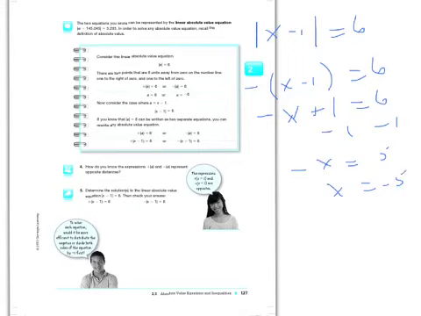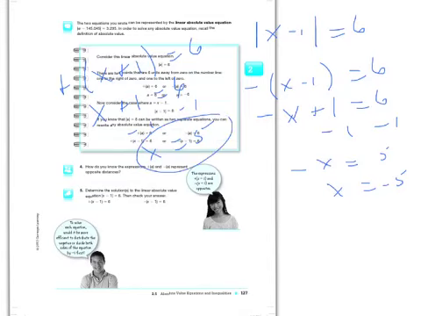Then we're going to take that absolute value and change the absolute value signs into parentheses with a positive, so x minus 1 equals 6. When we multiply to get rid of the parentheses, a positive 1 times x is 1x. We don't write down the 1. And a positive 1 times a negative 1 is a negative 1, equals 6. Then we add 1 to both sides, so x equals 5. And so my two answers are x can equal 5 and x can equal -5.